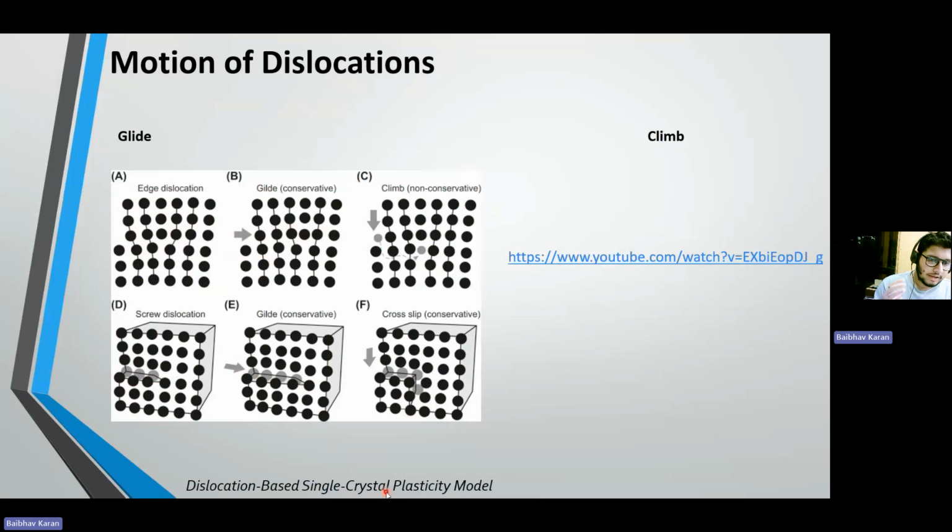So now we know that there are two methods of dislocation motion: one is glide and one is climb. Let's watch a video to see how glide takes place in a real crystal, which is taken from a live TEM video. Let's see what is happening in that.